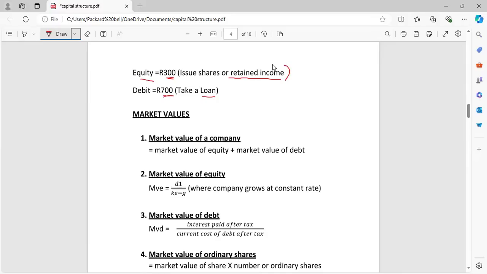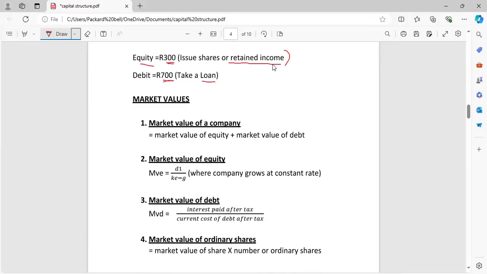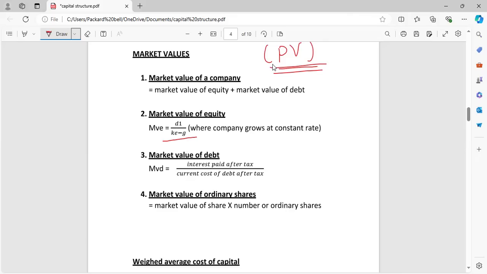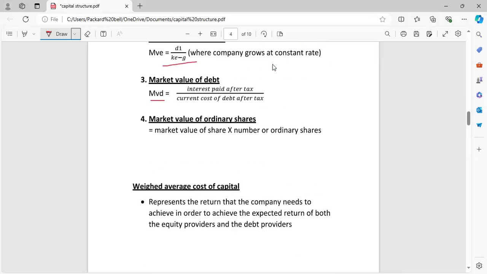Right, so let's look now at the market value. What is this market value? When we talk of market value, in most cases we're talking of present value. So if you are calculating a market value of something, just know that you are calculating the present value. So there's going to be the market value of equity. This is the formula. You need to know these formulas. Market value of debt, you need to also know this formula. Market value of debt and the market value of ordinary shares, you need to also know this formula.